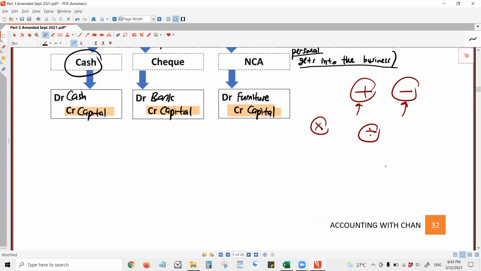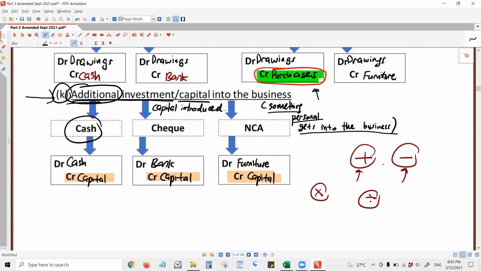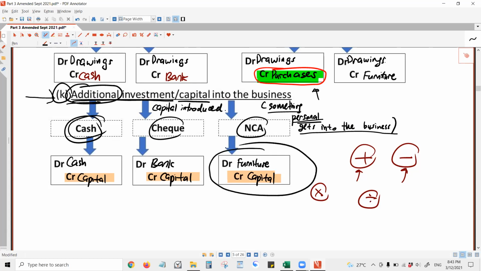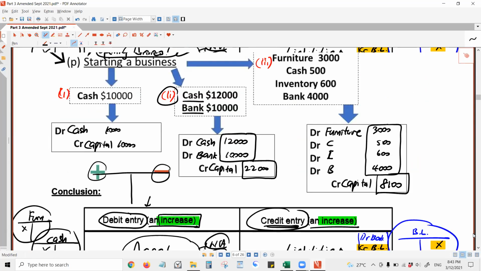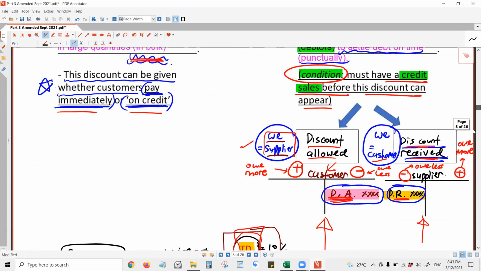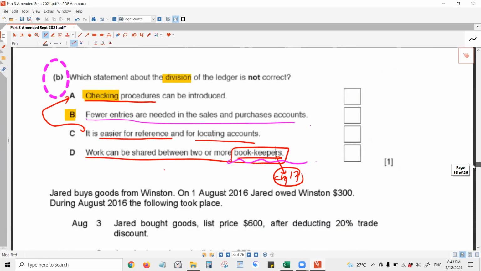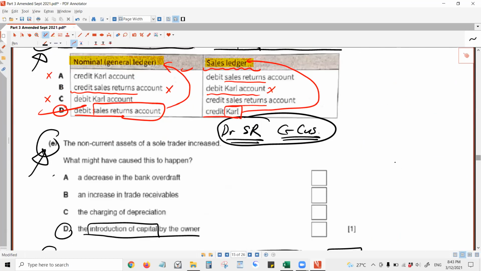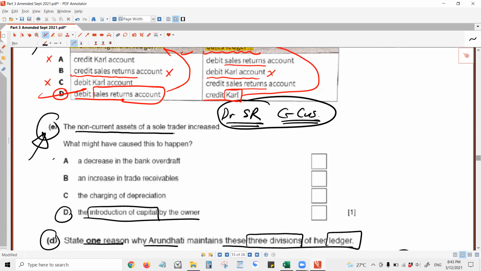Here, okay, here is a page on 33. So additional investment by the owner. Owner can put anything into the business. Okay, put something personal into the business. They may put cash, cheque, NCA, or anything else. And one of the examples is putting NCA into the business, which is going to make NCA increase. Okay, it's going to make your business have more NCA. So is that consistent with the question? See, NCA of a sole trader increase. Okay, so answer is D.